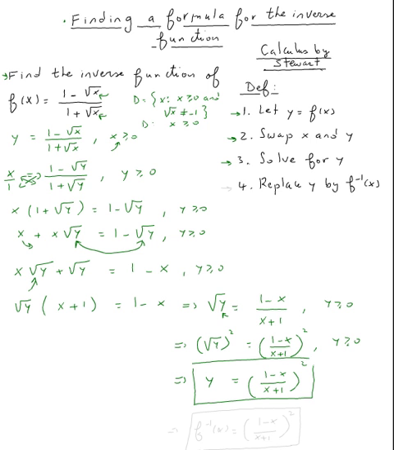Well, let's do number 4. Replace y by f inverse. So f inverse of x is 1 minus x over x plus 1 squared. So this is actually the formula. And that's it for this example.